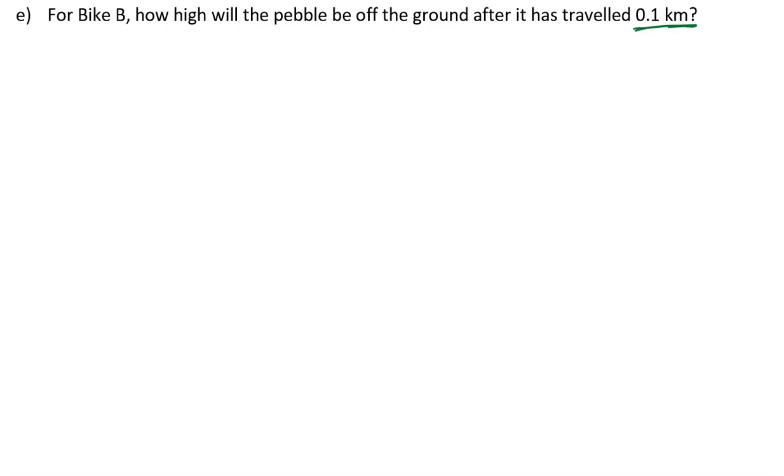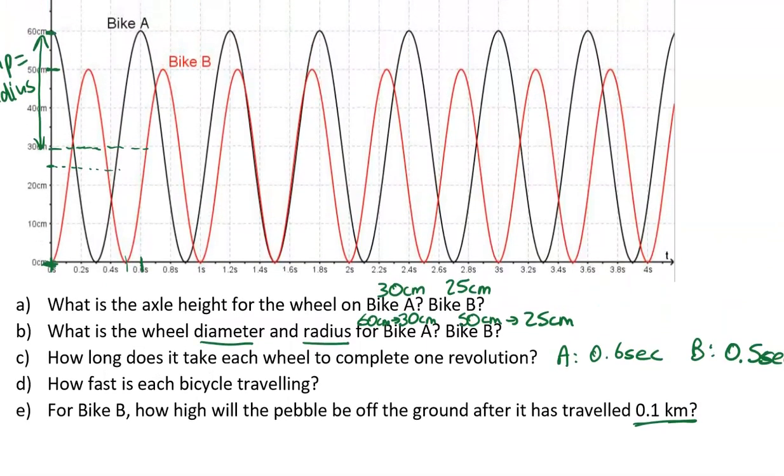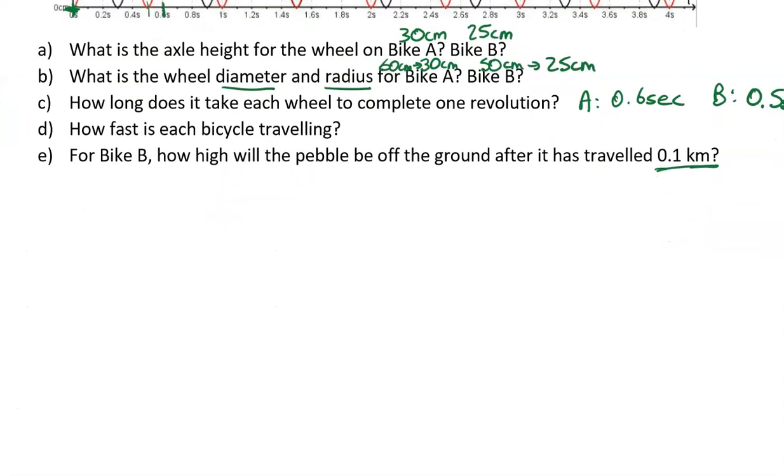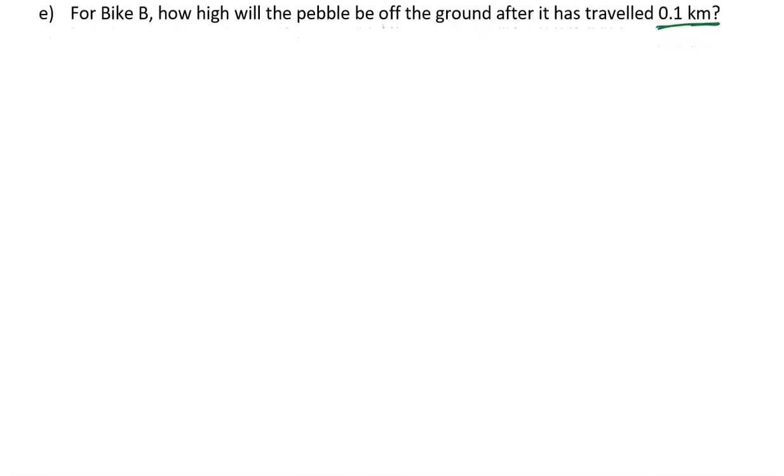So this last question says, for bike B, how high will the pebble be off the ground after it's traveled 0.1 kilometers? Now I just want to remind you that the graph looks like this. And so bike B is the one that has the 50 centimeter diameter and has a period of 0.5 seconds. That 50 centimeter diameter is of particular importance because that is going to help us out in what we're trying to solve.